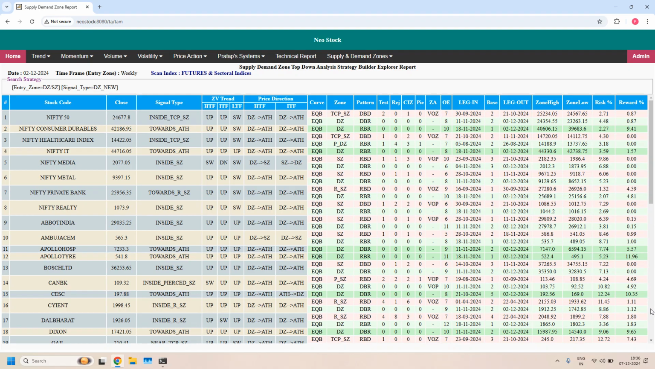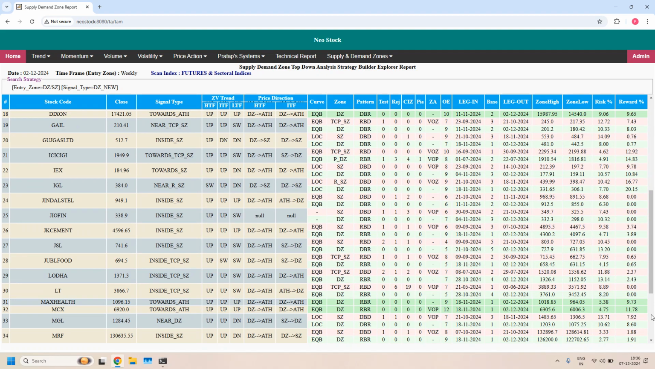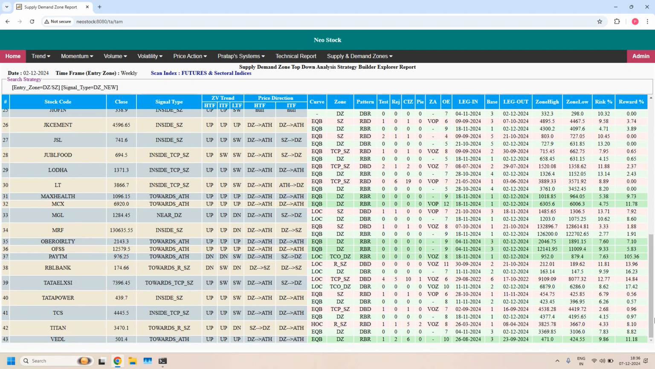Okay, anyway, I am scrolling the list down. Further scrolling the list down. So a total of 43 weekly demand zones are created during this week. That indicates bullishness in the market.